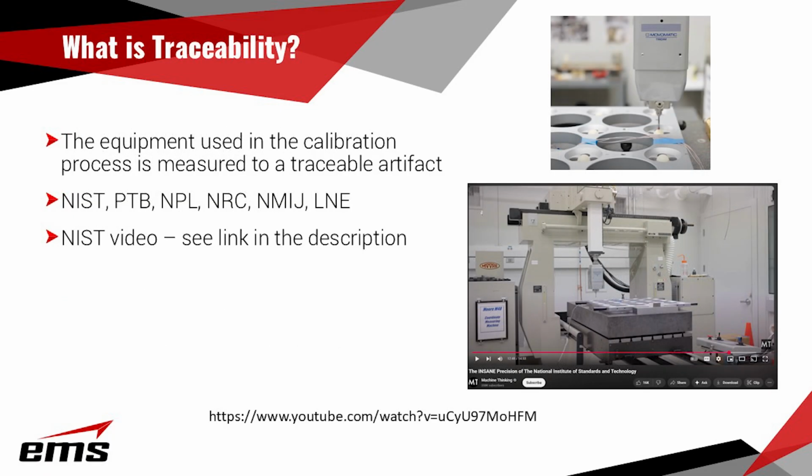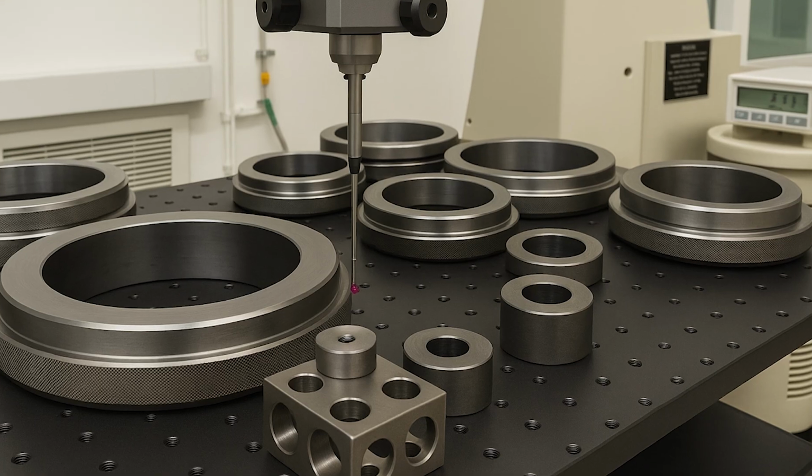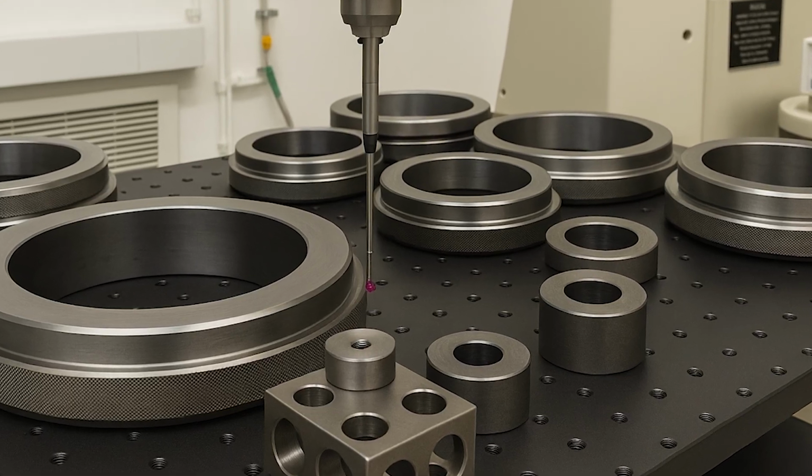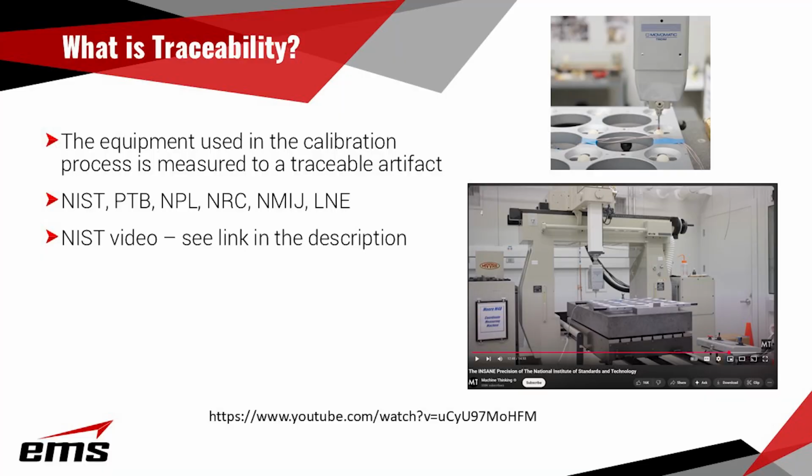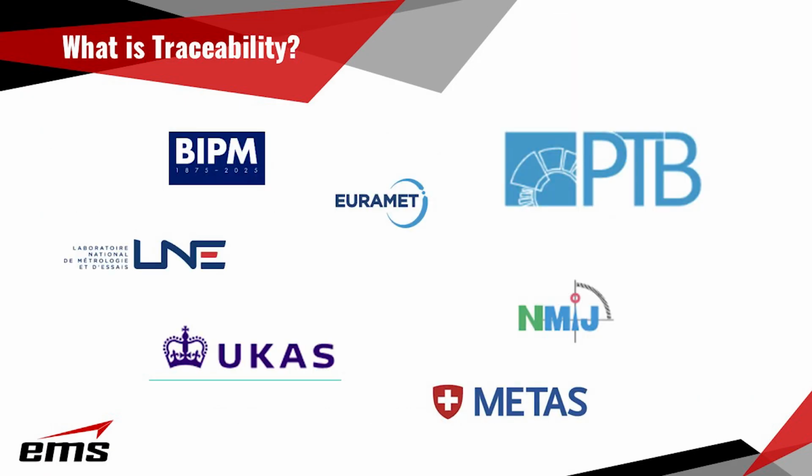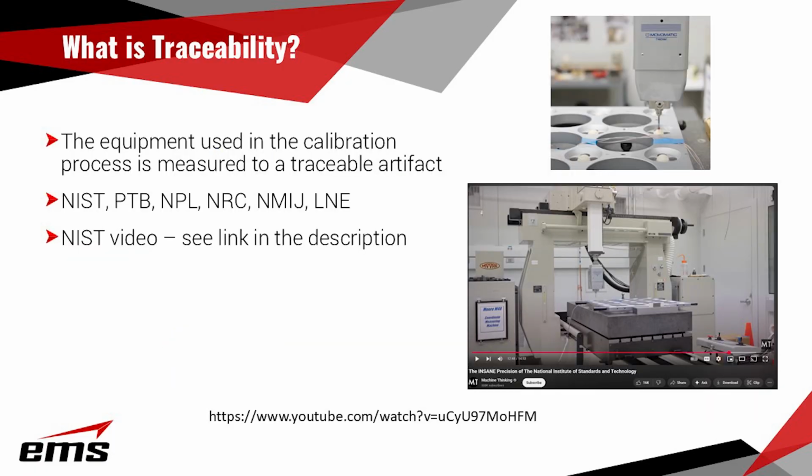So I mentioned traceability. So what does that mean? Going back to the 17025 accredited lab, the equipment they use in their calibration process is measured to a traceable artifact, okay? So I mentioned NIST, usually in the US or North America. NIST is one of the most popular, but there are other labs and metrology places out there like NIST. But basically, they are going to measure an artifact and certify it.